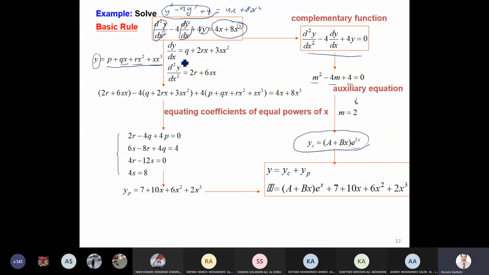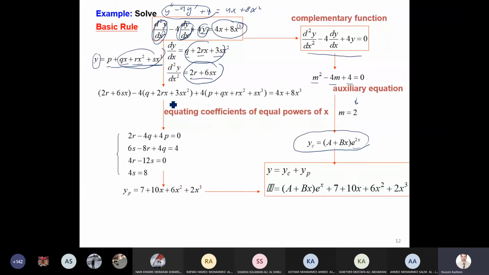Differentiation of this will give q plus 2rx plus 3sx squared. I need another derivative. Derive again, then I got this one. Now this part will be substituted here. This part will be substituted here, and this part will be substituted here.